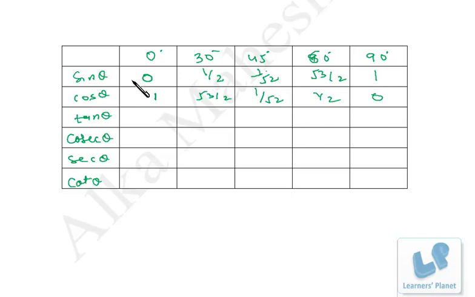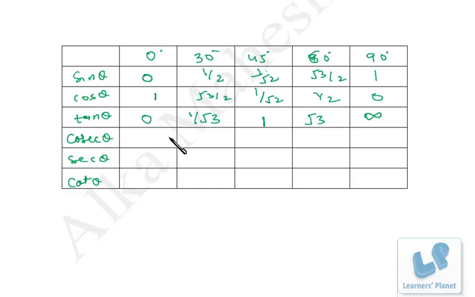Now sin theta divided by cos theta is tan theta. That means this divided by this will give you the value of tan 0. So 0 by 1 is 0, right? Similarly, 1 by 2 divided by root 3 by 2 will be tan 30 degree. So it's 1 by root 3. 1 by root 2 divided by 1 by root 2 is 1. Then tan 60 degrees will be what? Root 3 by 2 divided by 1 by 2. So that's root 3. And 1 by 0 is not defined, so we'll write that as infinity.